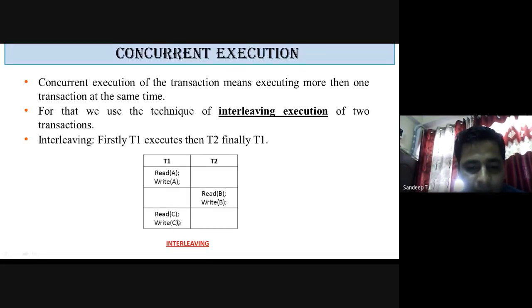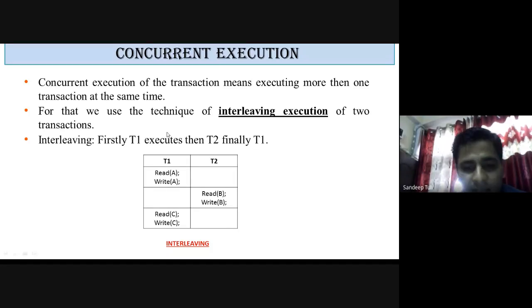The remaining 2 statements are there with the transaction T1, that is reading C and writing C. So that is known as interleaving actually, where the transaction T2 has started its execution when the transaction T1 has not finished yet. Interleaving means firstly transaction T1 executes, then T2, and then finally T1.